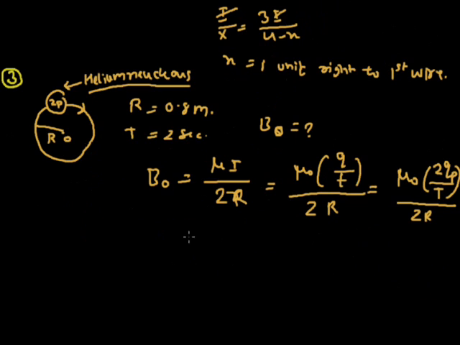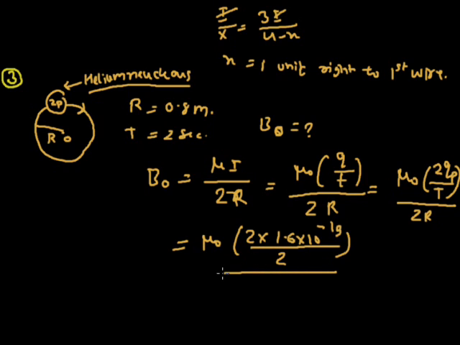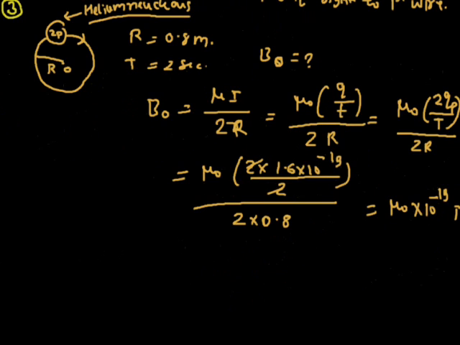Now putting in the values, we get mu naught, 2 into 1.6 into 10 to the power minus 19. This is the charge of one proton. The time period which is given is 2 seconds, 2 into 1.8. Now solving this, you can easily find this is equal to mu naught into 10 raised to the power minus 19 Tesla. This is the value of the magnetic field at the center.